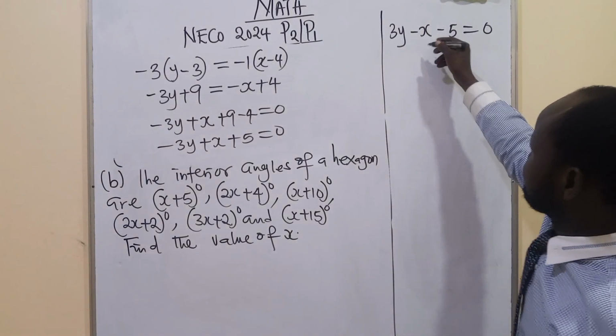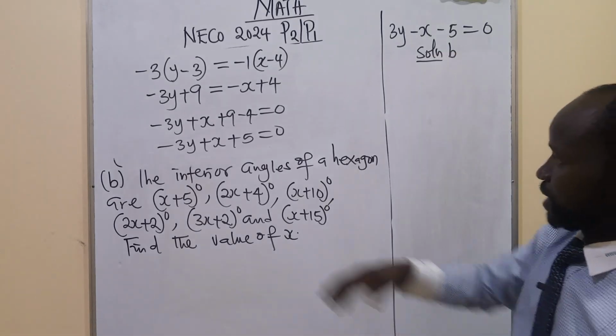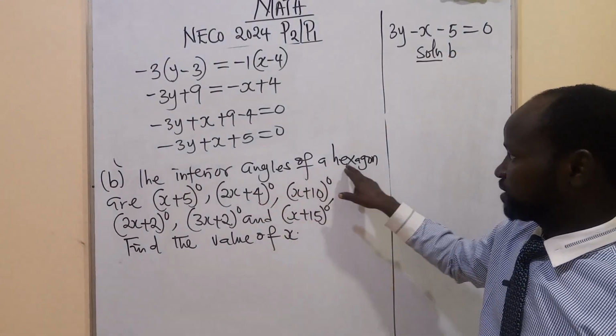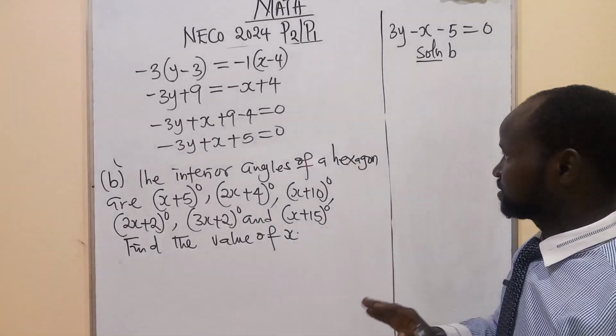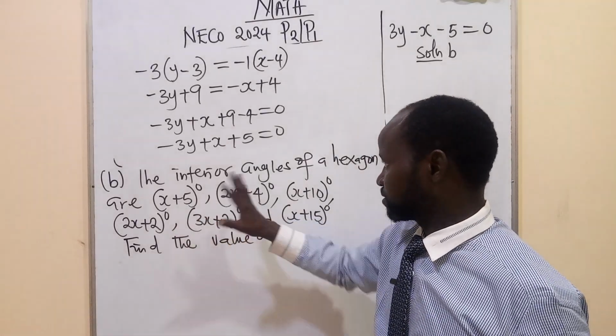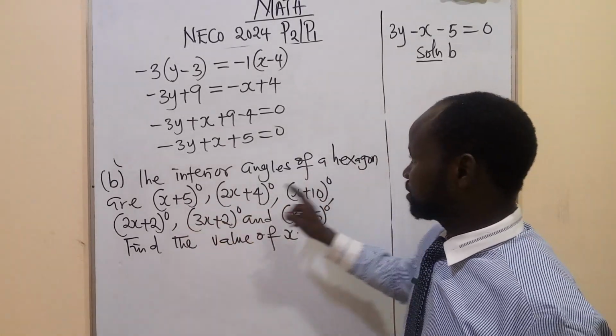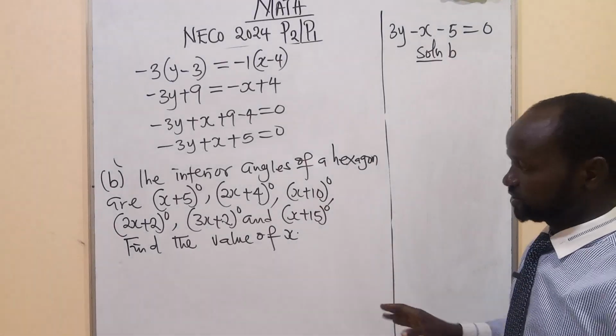Let's move to B. Solution to B now. Where the interior angles of a hexagon. Hexagon means six-sided polygon. So if you count the angles here, it will be six. One, two, three, four, five, six. This is a hexagon, a six-sided polygon.